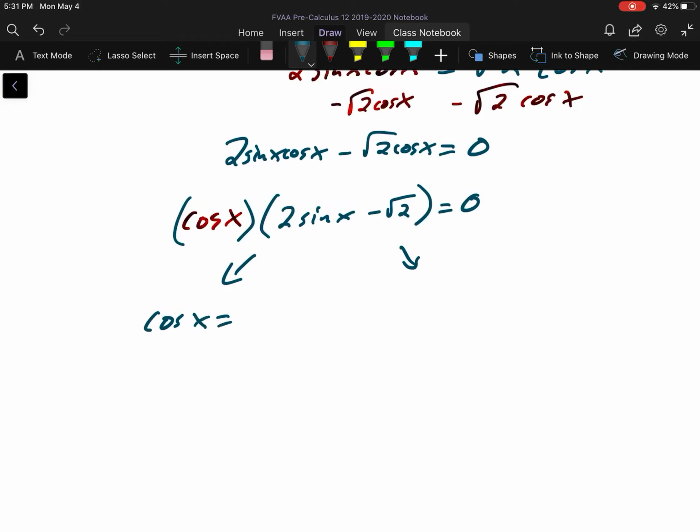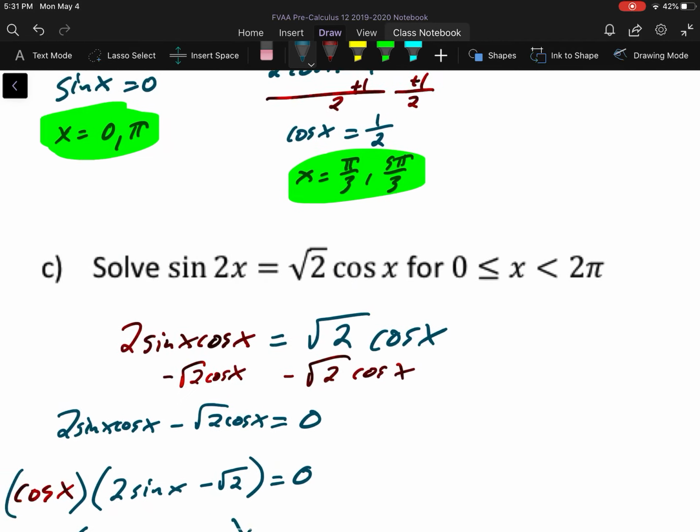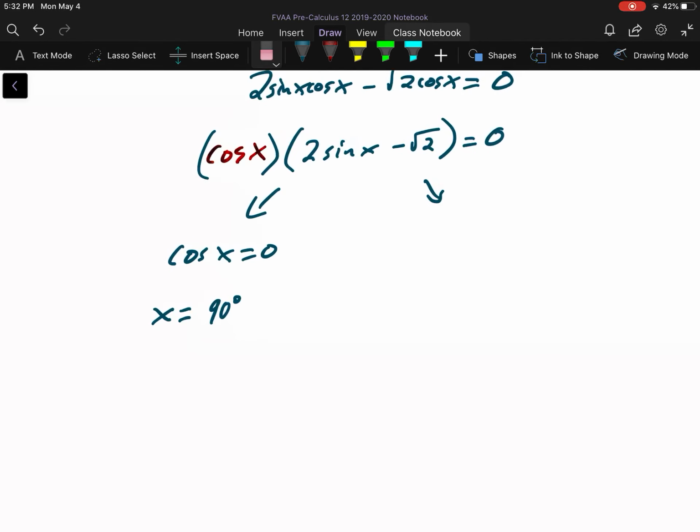So cos x is equal to 0 over here. The x variable is equal to 0 at 90 degrees. Oh, sorry, I'm in radians. So not 90 degrees. Pi over 2 and 3 pi over 2.